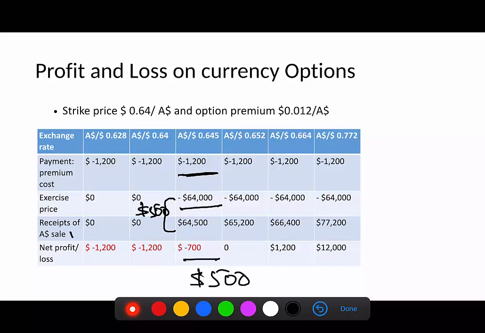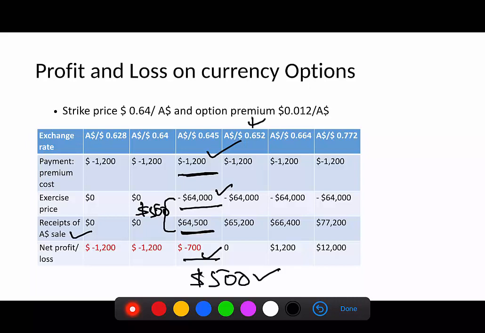Even if he will not sell the 100,000 Australian dollar, because we assume that he was the importer, he might simply pay the exercise price and will not sell it. But eventually the final impact, the saving impact he will be having is a net profit of minus 700. So again, he has done the loss, because his profit was 500, but his cost was 1,200. So net loss is actually 700.